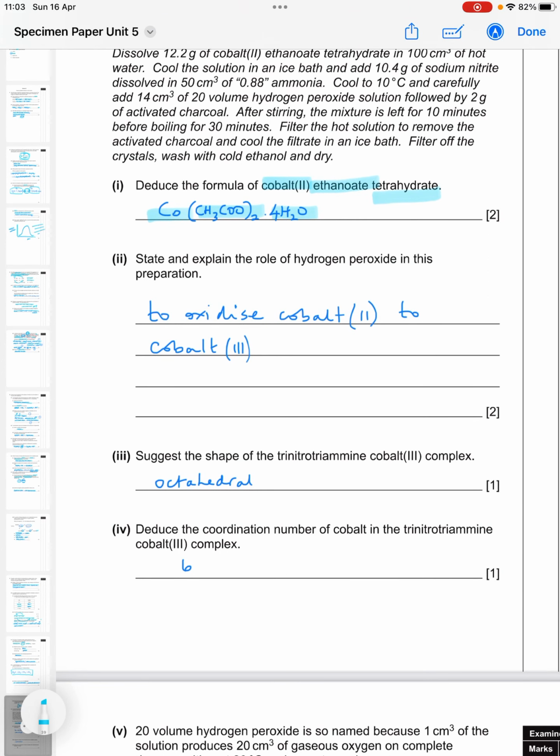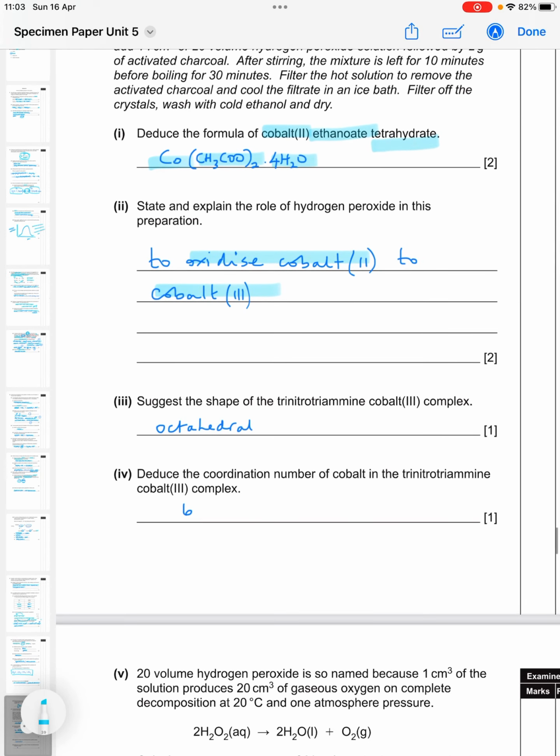And state and explain the role of hydrogen peroxide in this preparation. Well, it's quite simple. It's just to oxidize the cobalt 2 to cobalt 3.